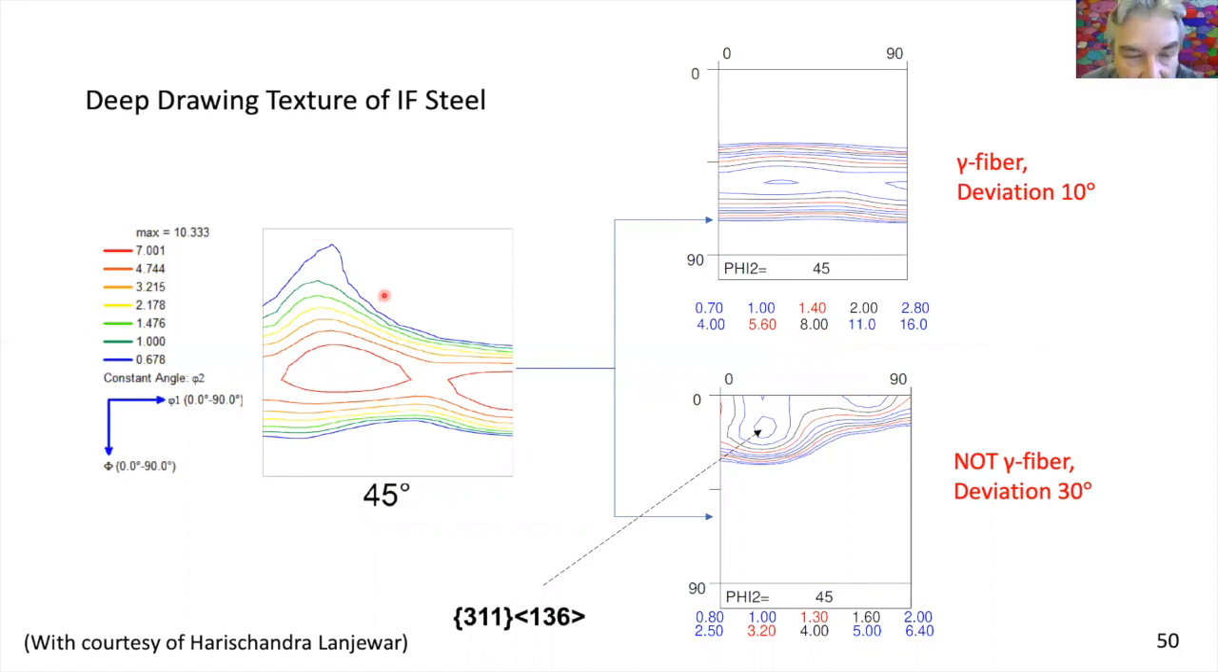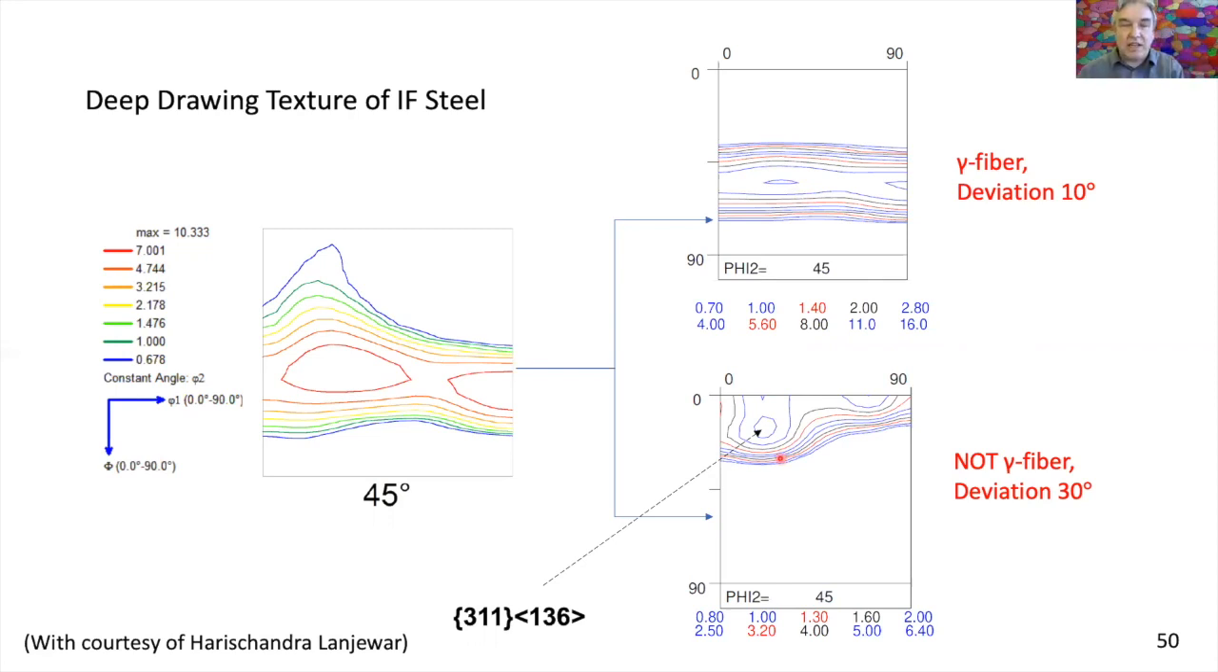This is the texture which was determined with a very high degree of precision, many grains in an almost macroscopic size volume in 3D. And we split this texture. Actually, we extracted from this only the orientations close to the gamma fiber. This is a typical IF steel deep drawing texture. If you limit yourself to only the gamma fiber grains, that's what you get. But the peculiar thing is here.